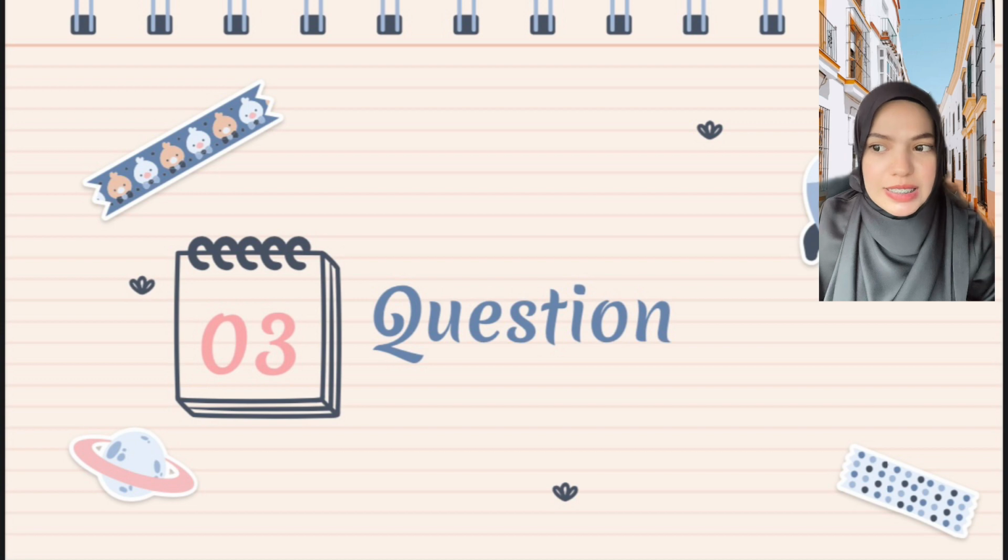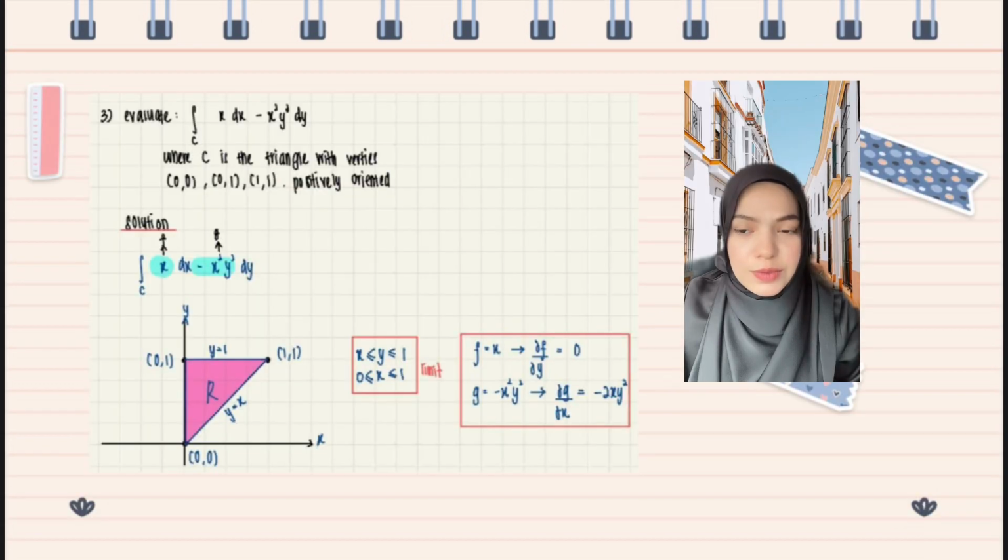I'm going to present question number 3. The question given is a triangle with coordinates 0,0, 0,1 and 1,1. The first step is we draw a triangle using the coordinates given, and we get the range of x and y. For x we get from 0 to 1, and for y we get from y equal to x until y equal to 1.